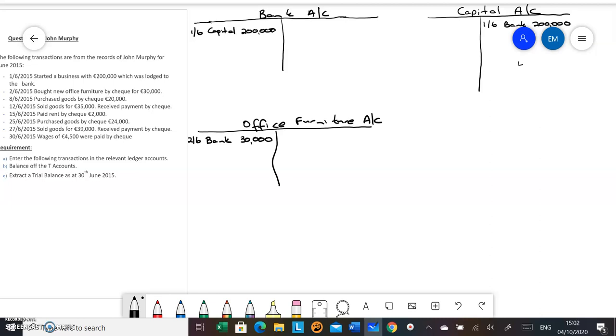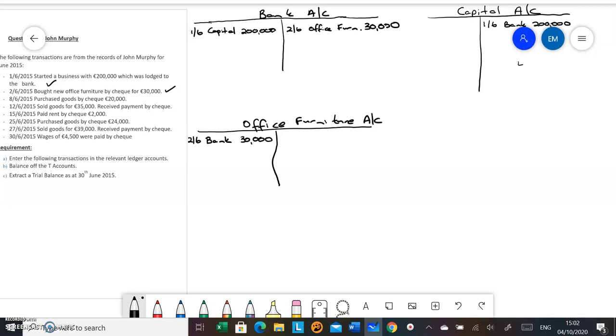So it was paid for by cheque. So we are reducing the bank balance that is in the business now. So on the 2nd of June, a cheque was issued for office furniture, €30,000. And we've dealt with the first one, and now we've dealt with the second one. And I'd always recommend ticking them off as you go along, so that you know that you've everything dealt with twice.